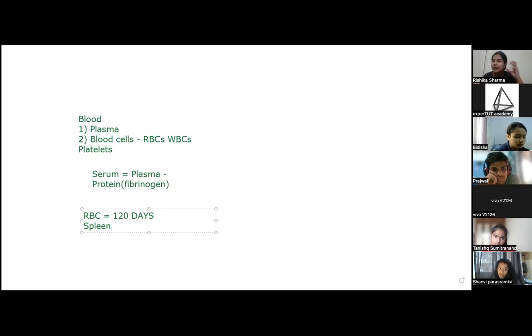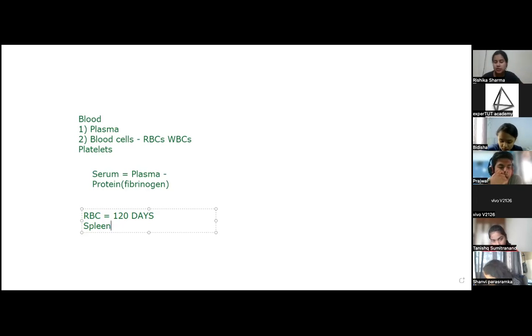Okay, why is the hemoglobin part retained? Because the hemoglobin part is the iron part. So the body does not destroy it. It retains the iron part and shifts it to the liver. The iron part is retained in the spleen and it is shifted to the liver.